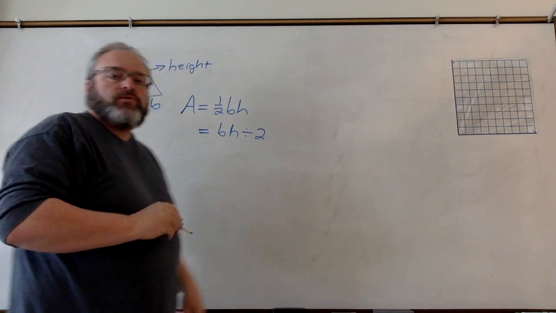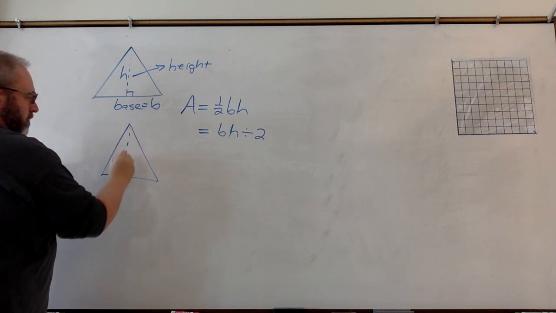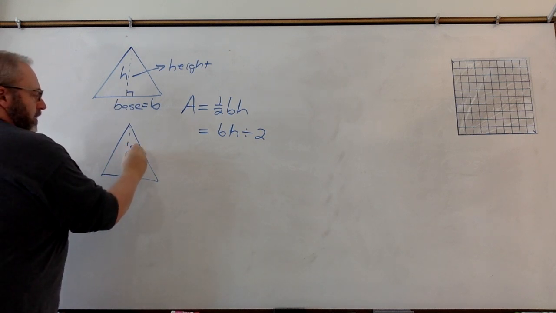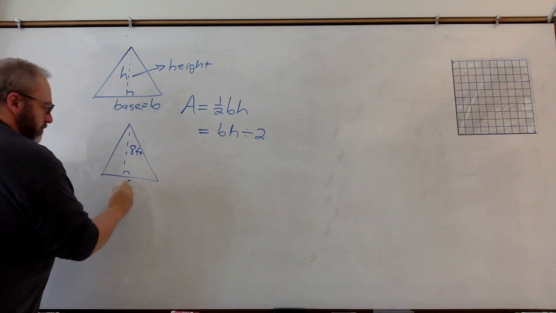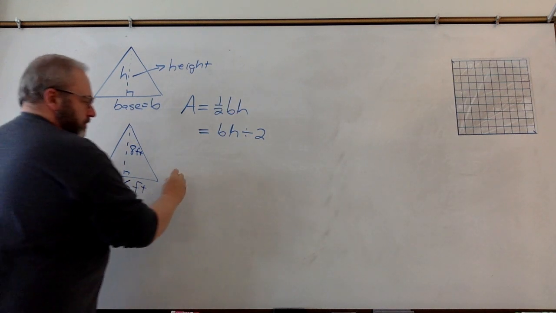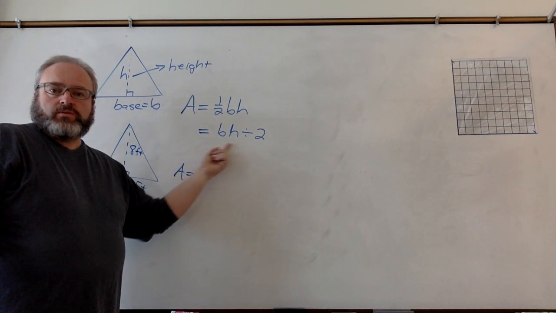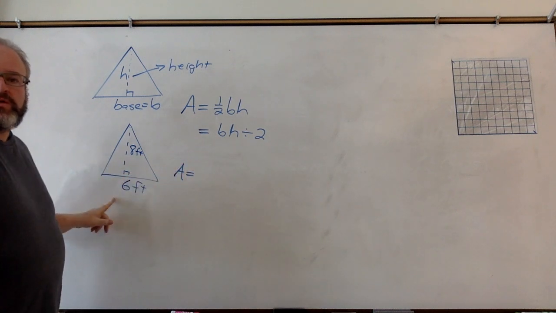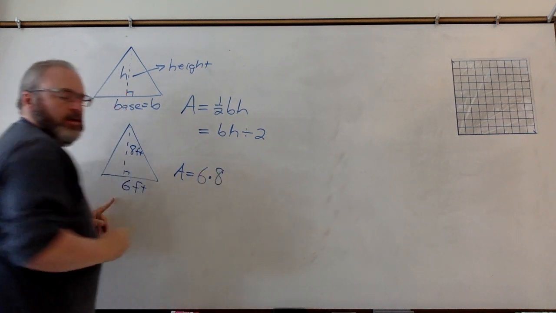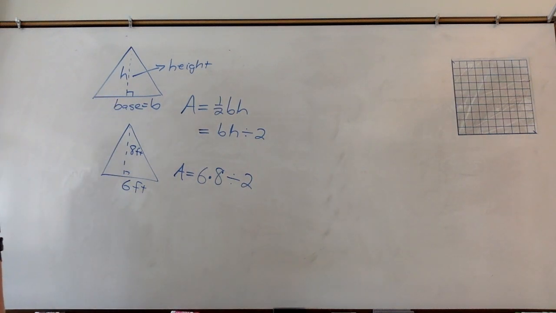So let's look at a specific example. Let's say this triangle was 8 feet tall and had a base of 6 feet. So to find the area, we're going to plug our numbers in, and I'm going to use this one here. So the base is 6 times the height, 8. Once I get that answer, I'm going to divide by 2.